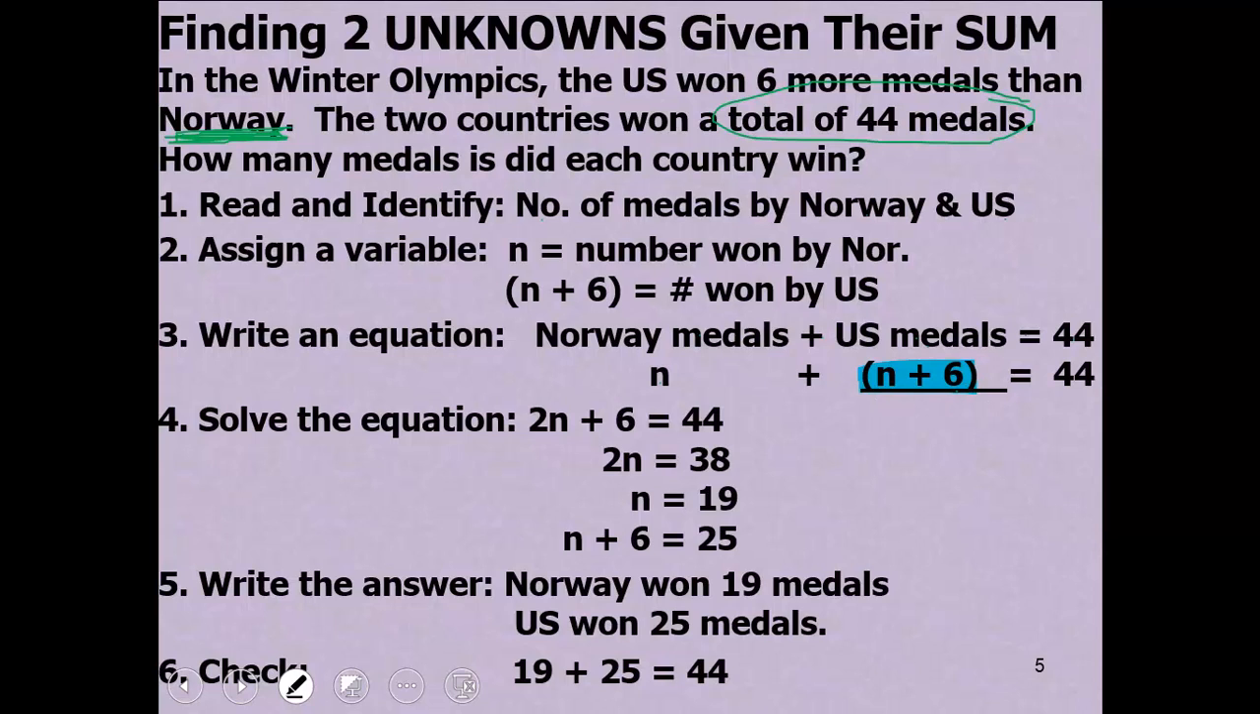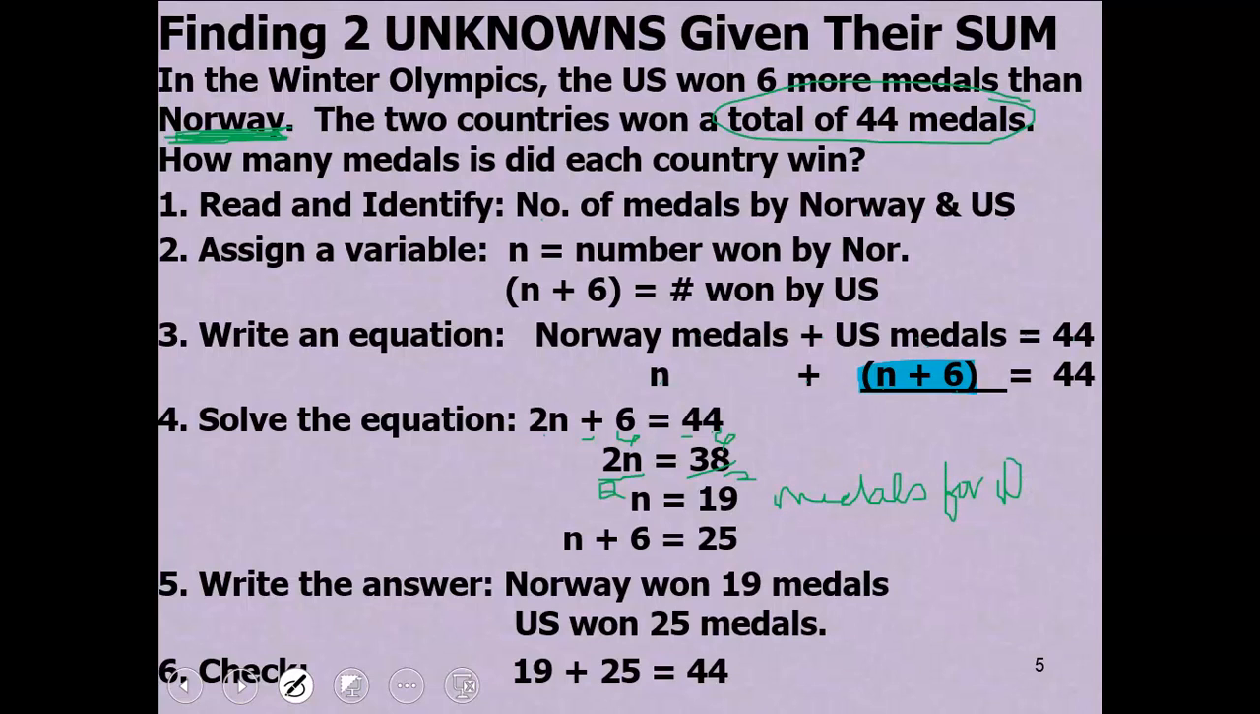All right. Now we solve the equation, don't we? All right. I have n plus n. That gives me 2n, and then I have plus 6 equals 44. I subtract 6. All right. That leaves me 2n is equal to 38, and I divide by 2. That means n is equal to 19. What's n? That's the medals won by Norway.